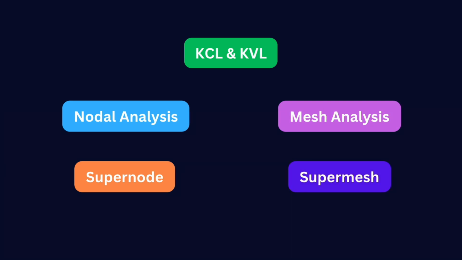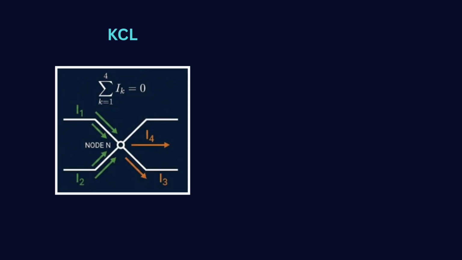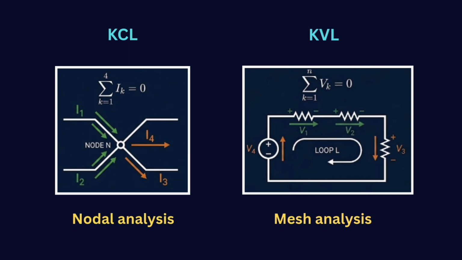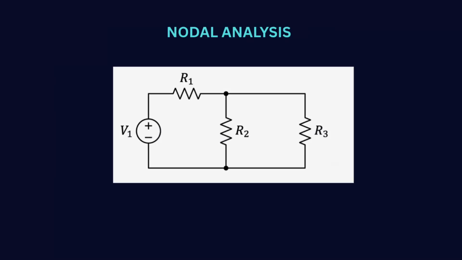Let's begin now. Let's quickly recall the two fundamental laws. KCL, which states that the algebraic sum of currents at a node is zero, or current entering equals current leaving. Then we have KVL, which states that the algebraic sum of voltages around any closed loop is zero. Nodal analysis is based on KCL, mesh analysis is based on KVL. Let's first understand nodal analysis.